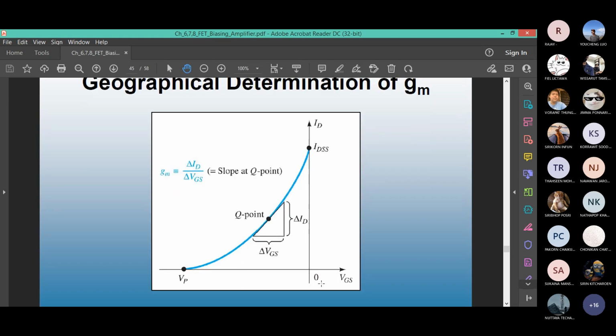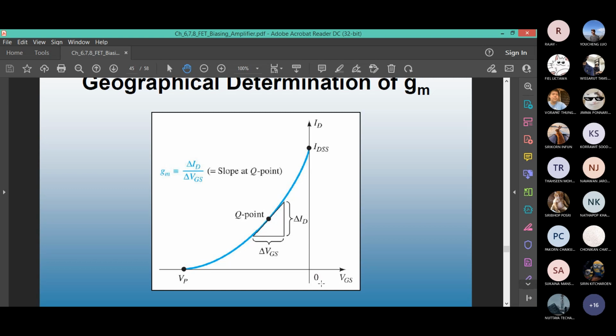You can graphically determine it on the transfer curve from the Q point. If you draw a tangent line, there are two ends of the line. With these two ends, you can draw a right triangle. On the base, you can see there are two extreme ends of VGS. One is high, one is low, so the difference is delta. And on the y-axis, you have two ends of ID, high ID and low ID, ID max, ID min. The difference is also delta. So the slope at the Q point is the ratio of delta ID and delta VGS.